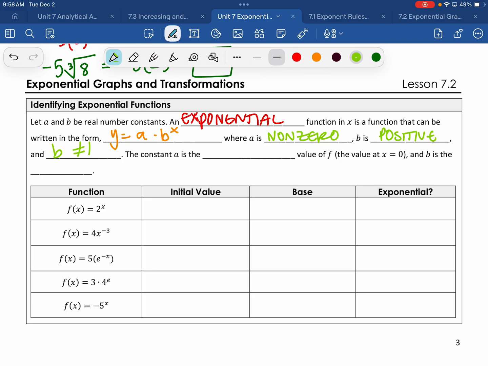Those are just conditions because if a was 0, anything times 0 would be 0, which wouldn't make sense. And 1 to any power is 1, so that would also not really give you an exponential function. So those conditions guarantee that the function is exponential. A is the initial value, kind of like the y-intercept, but not really. And b is your base. The base tells me whether my function is a growth or a decay. That's all the base does. The base isn't really a transformation. It tells me what kind of exponential I have.